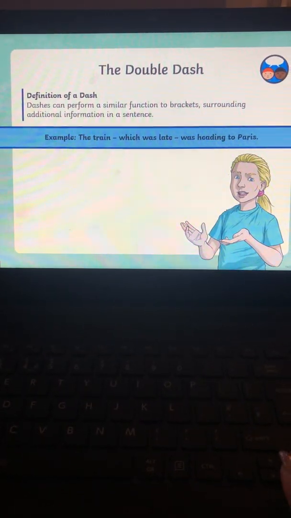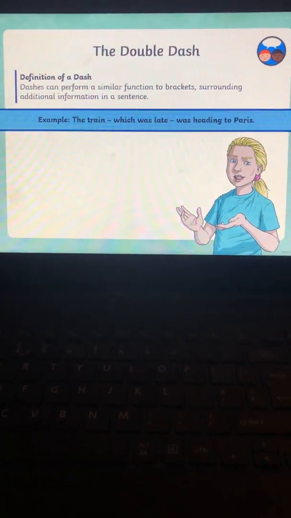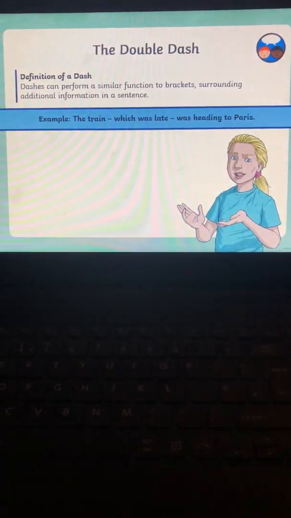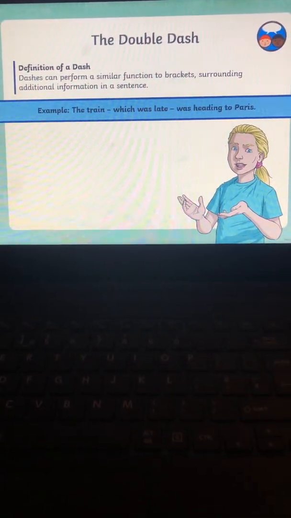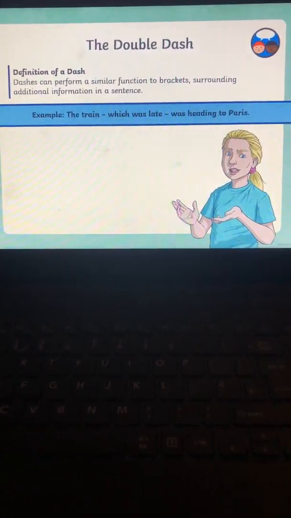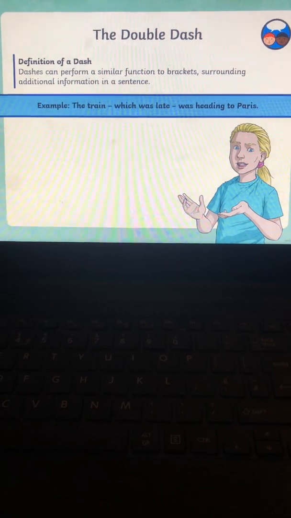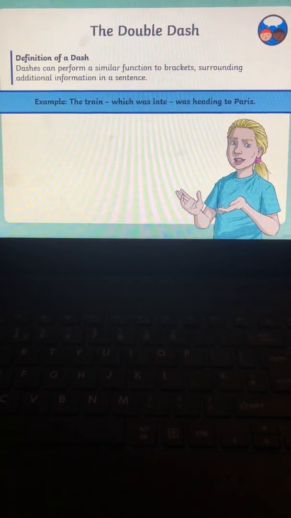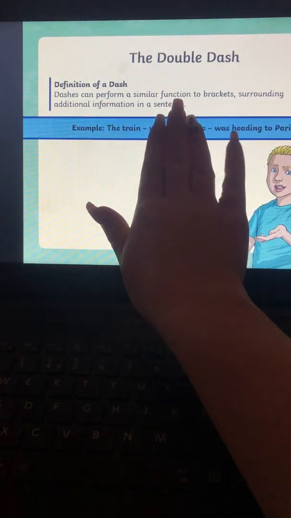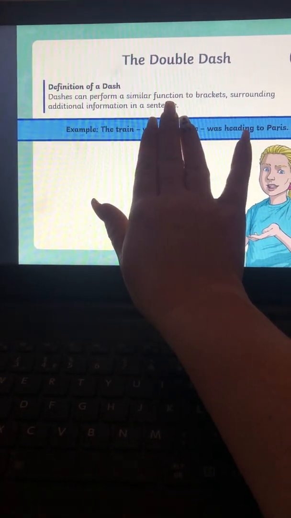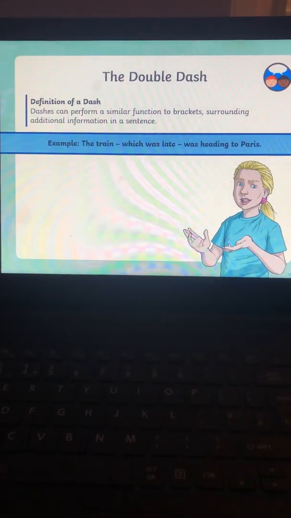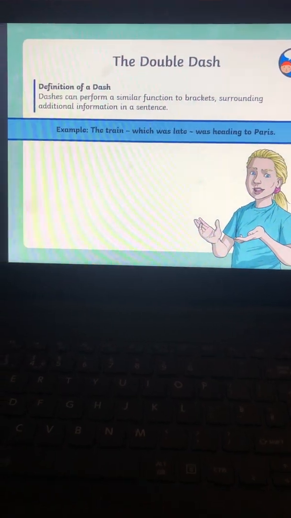So for example, the train which was late was heading to Paris. So here you might have noticed they've used a relative clause in their sentence. So the relative clause is which was late. So remember with the relative clause, if you take it out, the sentence can still make sense. So if I covered up here, which was late, I would have the train was heading to Paris. That would still make sense, okay?